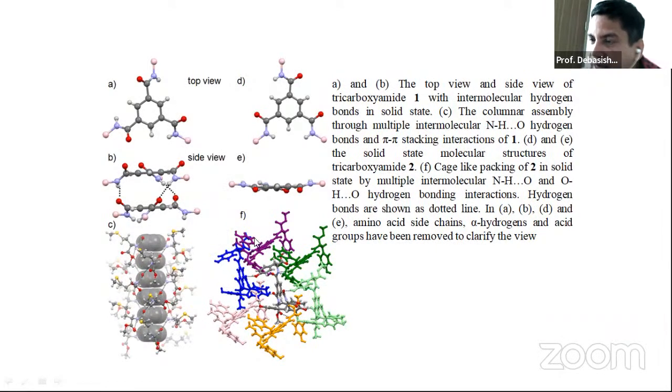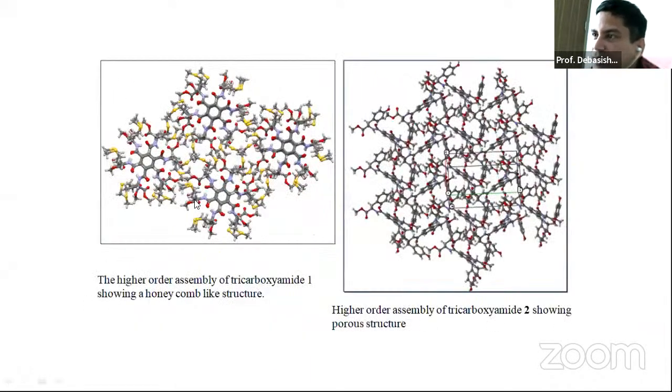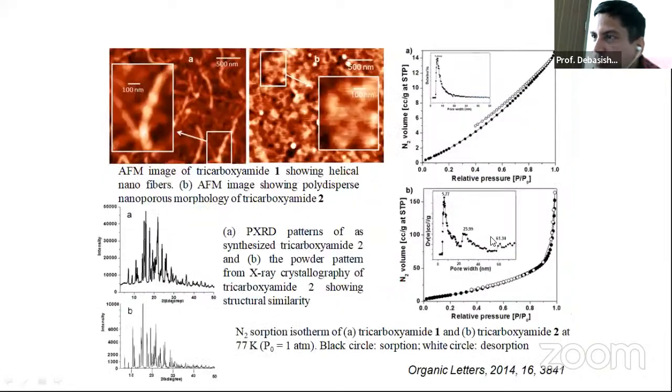And basically, in the higher order structure, we find that one molecule is surrounded by 8 other molecules, and that makes a cage-like structure. And there are enough pores in the cage. And so this is the packing structure for both these molecules.